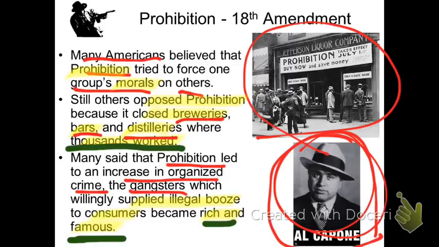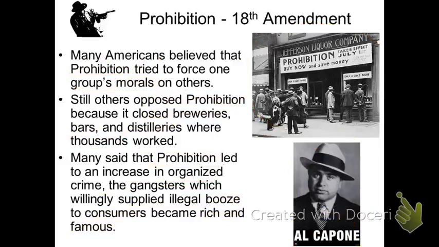So these gangsters, people like Al Capone, became rich and famous because they were willing to break the law and supply liquor, whether in a speakeasy or out of a car. They were willing to supply this liquor, which was, of course, illegal thanks to Prohibition, for a price, and they became rich and famous. And of course, there was a great deal of violence associated with it.